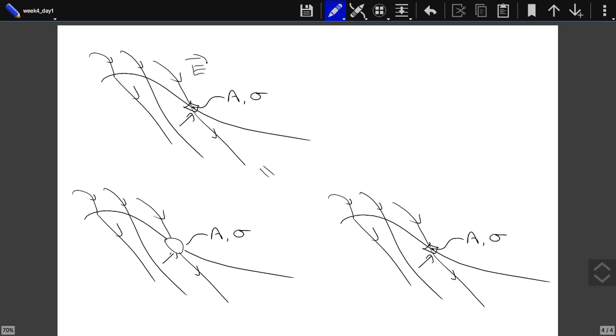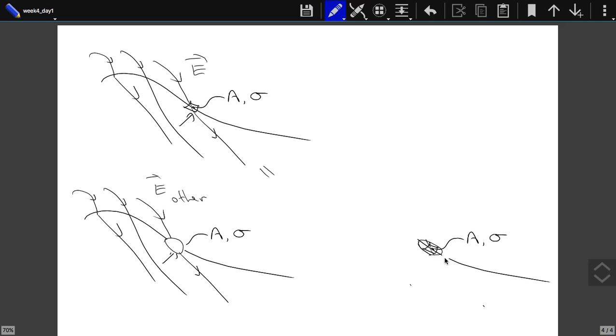This is E. This is E other. All these remaining charges are creating E other. And then I put that part over here. It is this part, so I just delete everything else. This is the electric field created by the charges on the patch area A. Okay, so I have this system. I calculate the electric field created in this system, call it E other.